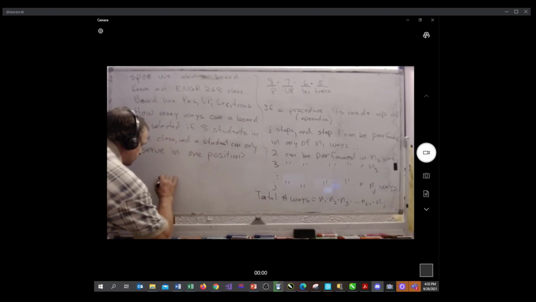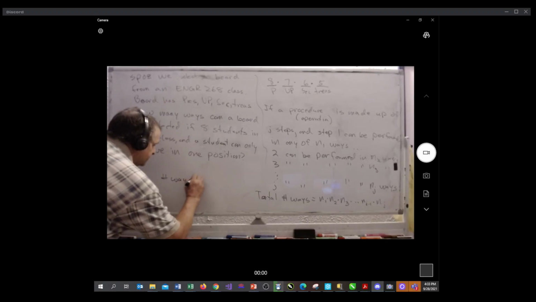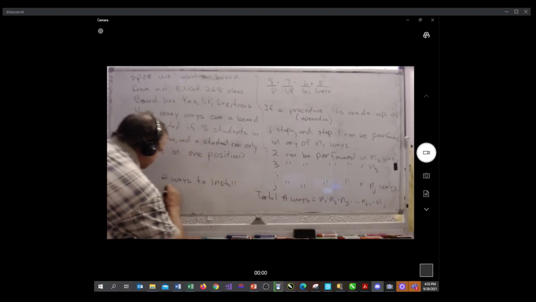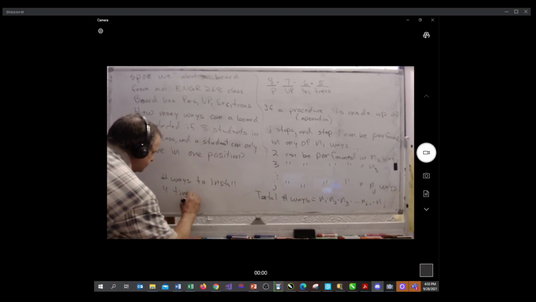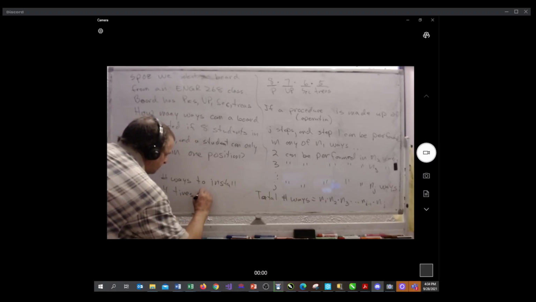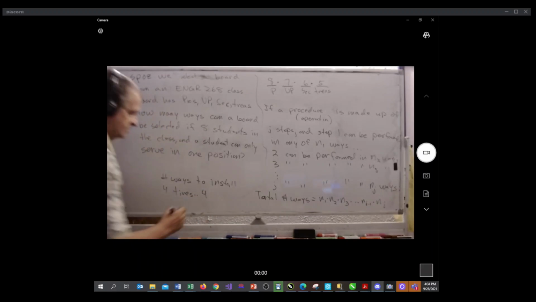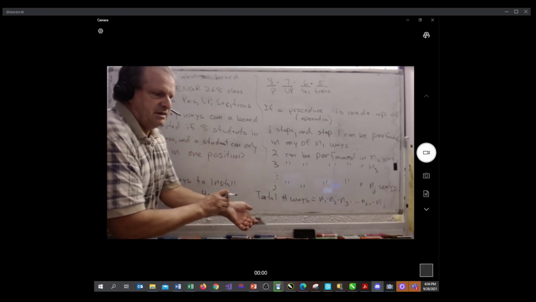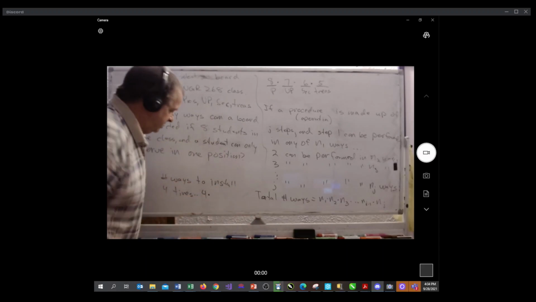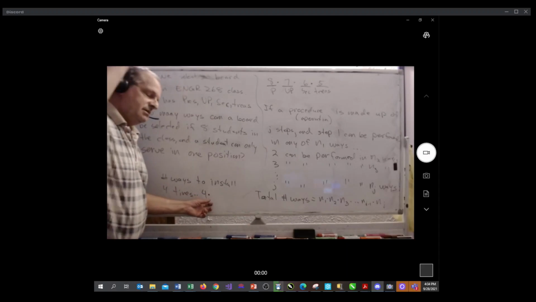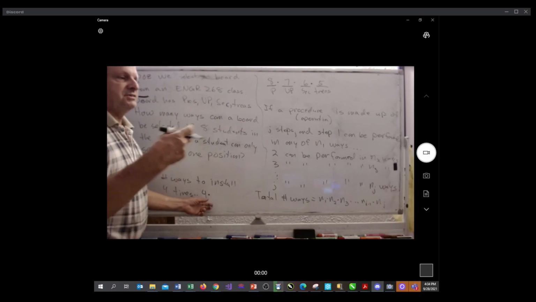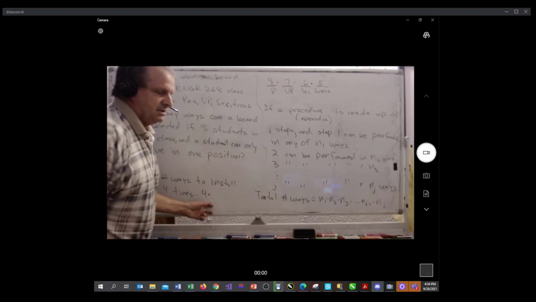So, number of ways to install 4 tires. We have 4 for the first tire, right? That's n sub 1. Say he starts at the driver's side front tire. So he's got 4 tires to pick from. He grabs one of the 4 tires, throws it on driver's side front. Then he goes to the next position on the car.